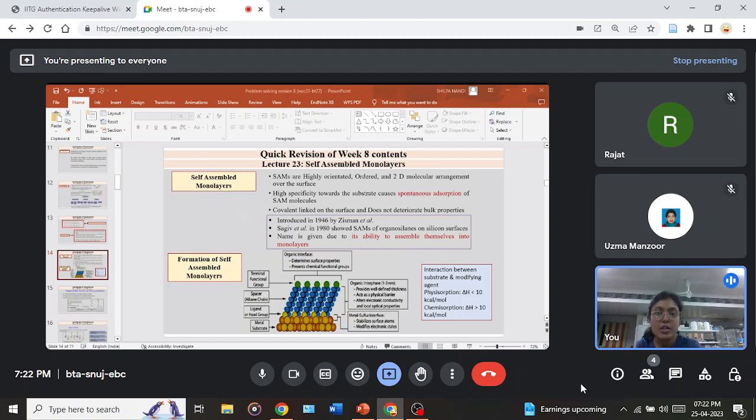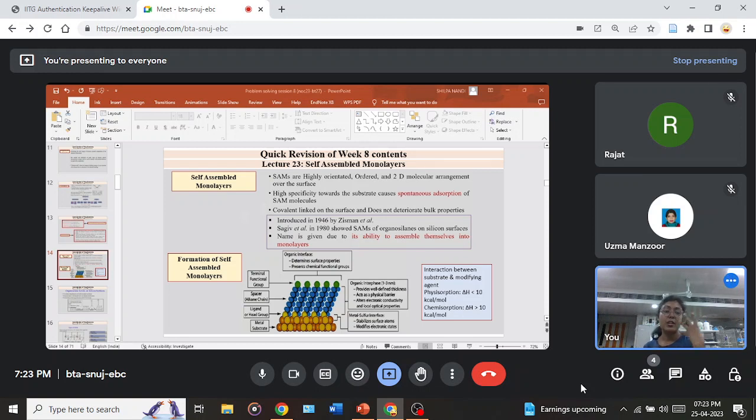This was introduced in 1947 by Zisman et al., and Sagiv et al. in 1980 showed SAMs of organosilane on silicon surface. The name is given due to their ability to assemble themselves into monolayers. So how are these SAMs basically formed?